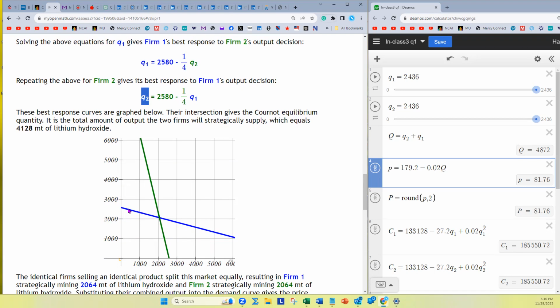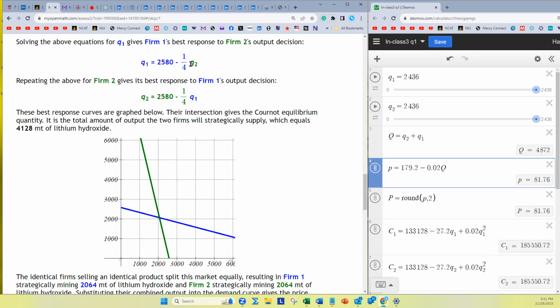Actually, this is firm one, right? Firm one's intercept is 2580, right? So this line is firm one and this line is firm two, right? And this axis is Q1 and this axis is Q2, right? And we know that because of right here, right?